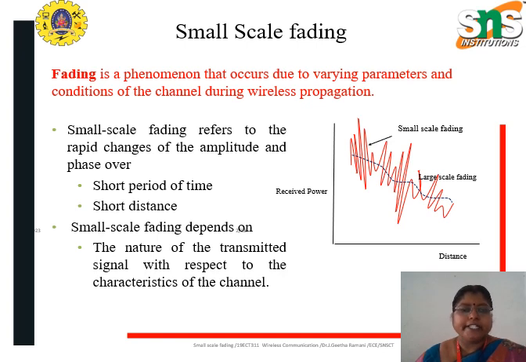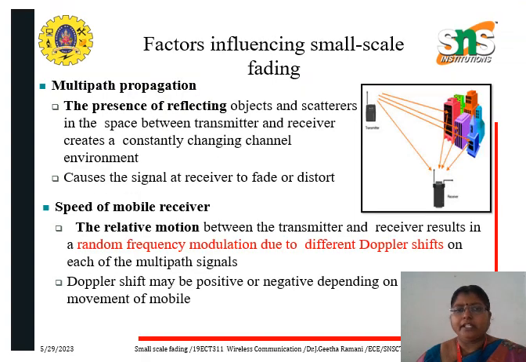The small scale fading depends on the nature of the transmitted signal with respect to the characteristics of the channel. There are various factors that influence small scale fading. The first one is multipath propagation. Multipath propagation is nothing but the wave taking multiple paths like this before it reaches the receiver in wireless communication, due to various phenomena like diffraction, reflection and scattering. All these are collected together and the effect is calculated at the receiver side, which causes the signal at the receiver to fade or be distorted.